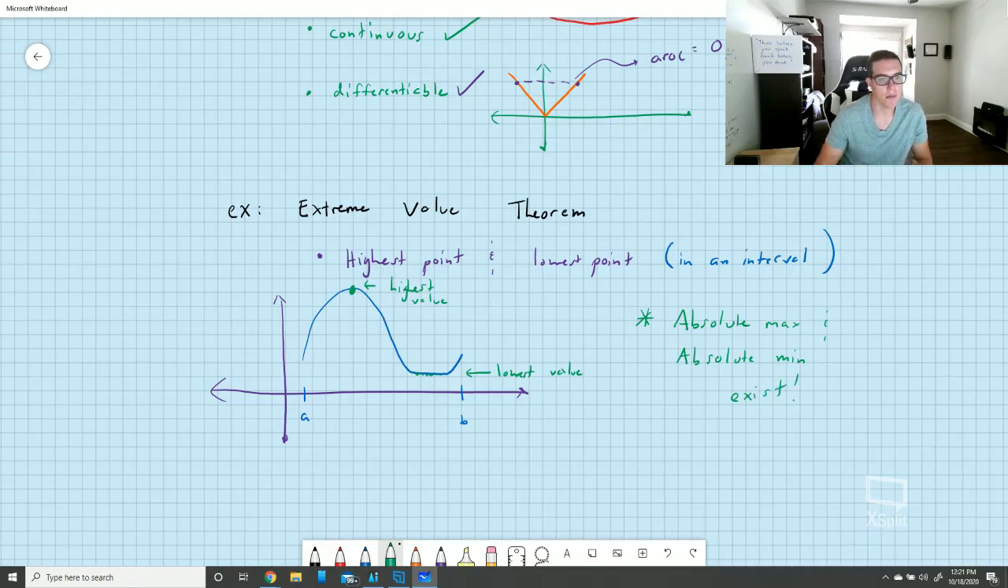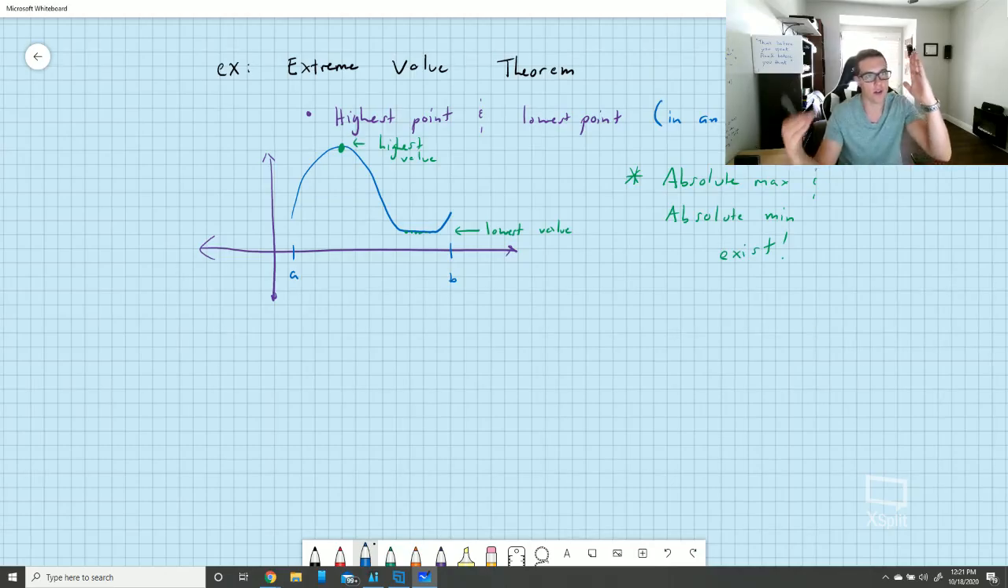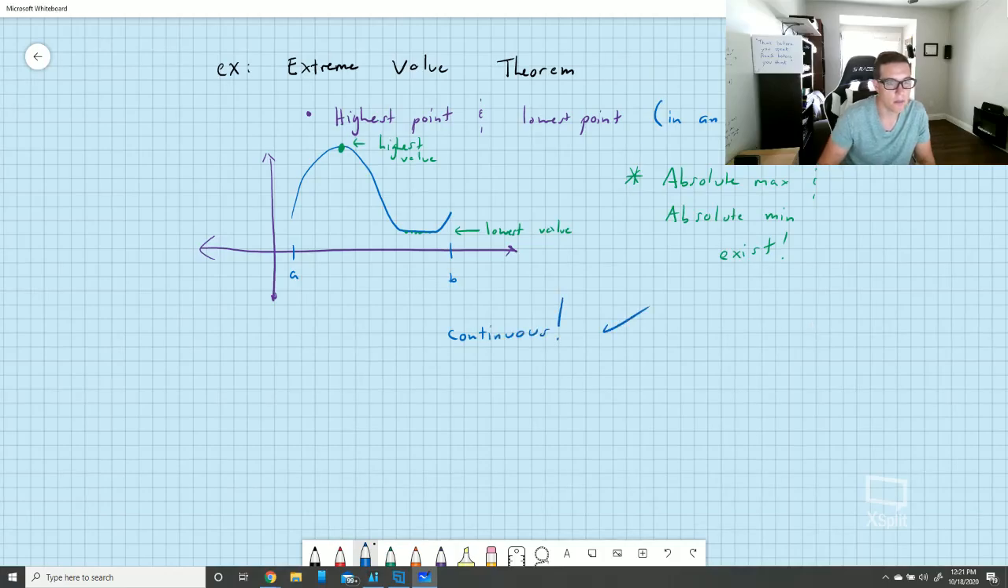Has to be. Now, what conditions? You could do the same logic of graphing it out and seeing, but if you tried to cheat and make it not continuous, you could have an asymptote right in the middle, and then obviously it would just keep going up and up and up and up. So no, the function has to be continuous. But does not have to be differentiable. You could have a cusp, that's fine. As long as the function's continuous, there's always going to be an absolute max and an absolute min in the interval. Has to be. Doesn't matter how you draw it.